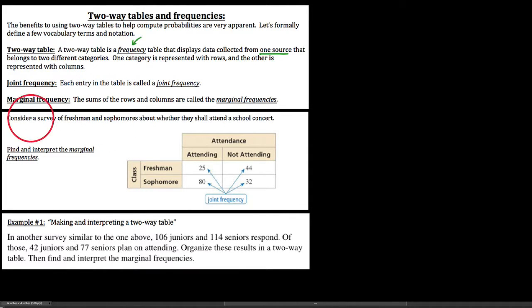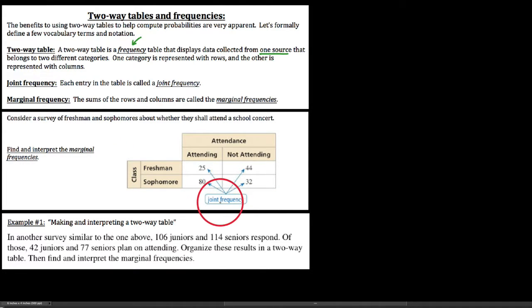Now, with respect to what a two-way table looks like, before reading the joint and marginal frequency definitions, I'm going to look at this example with you, and then we'll talk about joint and marginal frequencies. Considering a survey of freshmen and sophomores about whether they will attend a school concert, we take a look at this. Attendance and class: we have either attending or not attending as our first category, and freshman and sophomore.